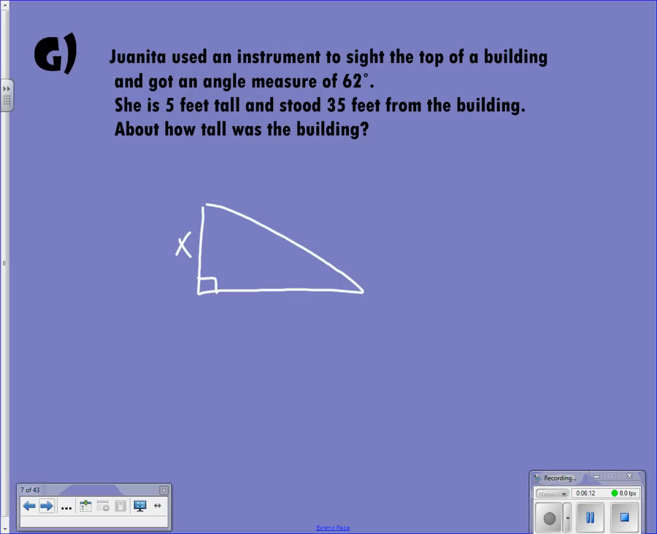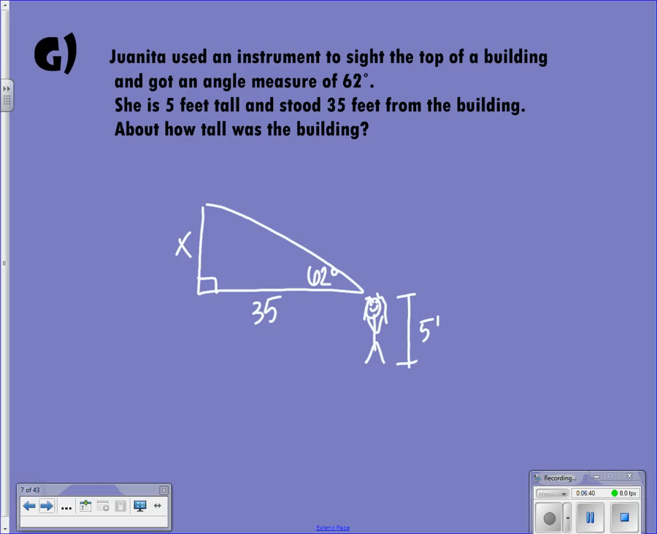Well, I know that this part's my building, and that's what I'm looking for, so I know I can put that x. Juanita used an instrument, so Juanita's probably over here. That's my building. She's got pretty little hair. She is 5 feet tall, which is good to know. She's about my size. She stood 35 feet from the building, so this distance would be 35, and an angle measure of 62. So 62 from Juanita.